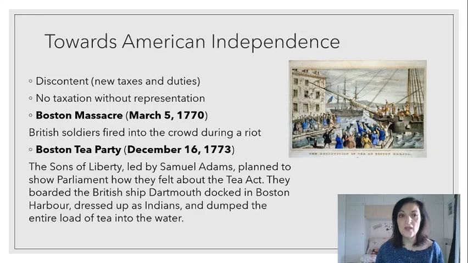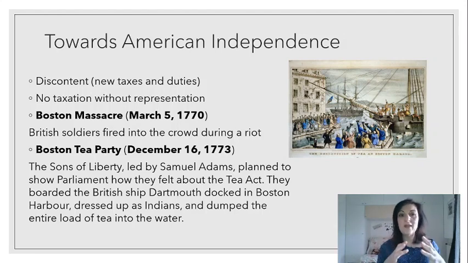What happened? The British soldiers who were there fired into the crowd during this riot, and a lot of people were killed. It was really a terrible moment, a dramatic moment in the life of the colonists, but also in the life of the British soldiers who had to fire, or who fired, into the crowd.